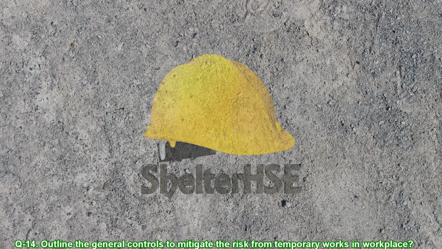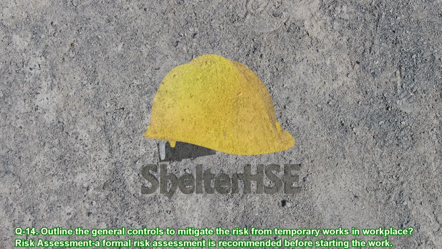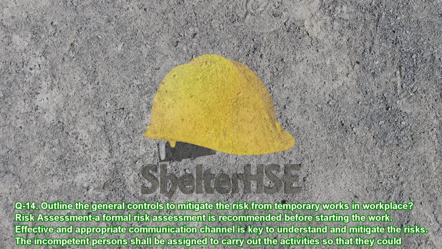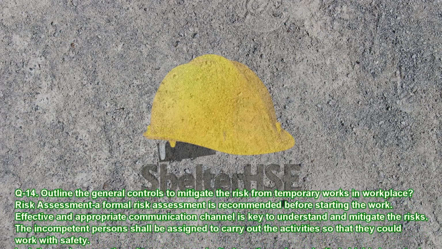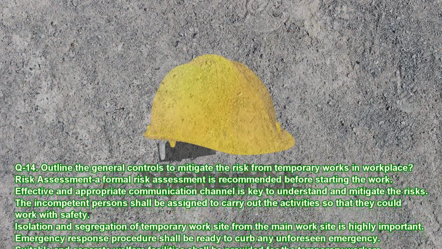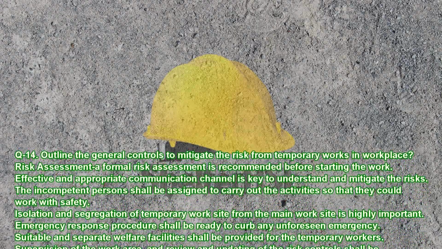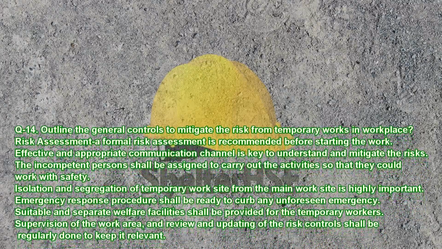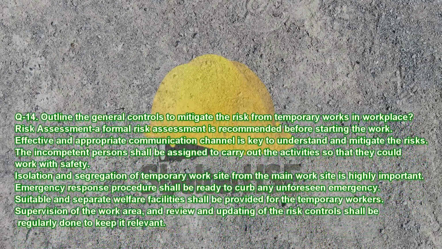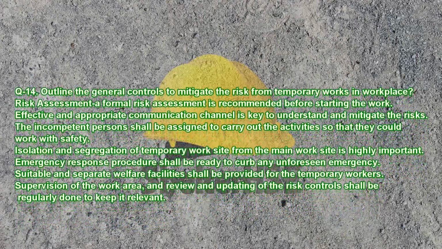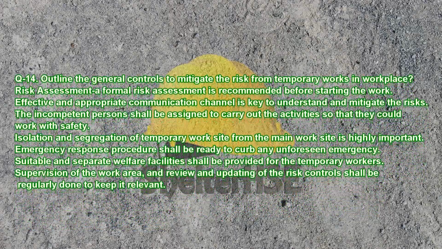Question 14. Outline the general controls to mitigate the risk from temporary works in workplace. Answer. Risk assessment. A formal risk assessment is recommended before starting the work. Effective and appropriate communication channel is key to understand and mitigate the risks. The competent persons shall be assigned to carry out the activities so that they could work with safety.